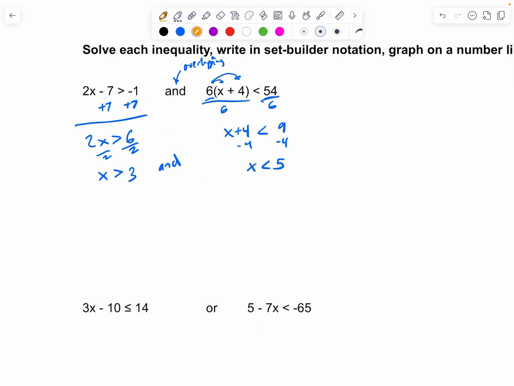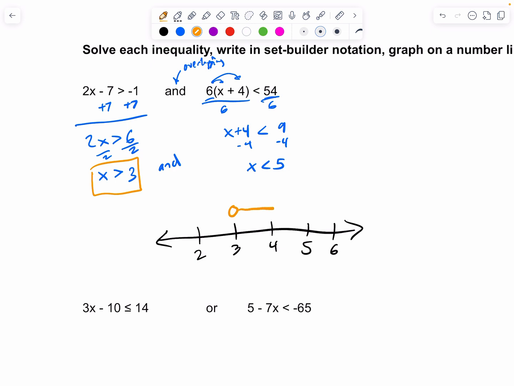So let's do it like this. Just do an open number line. So I need like 2, 3, 4, 5, 6. I have the numbers close to what I'm doing. Here I have the ones that are greater than 3, headed this way. And then I have less than 5, open circle headed this way.